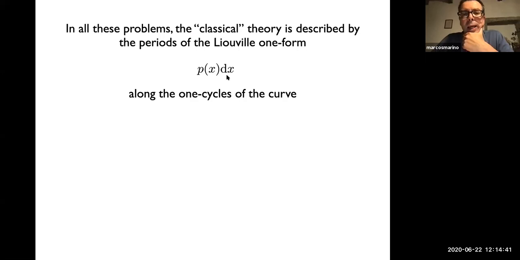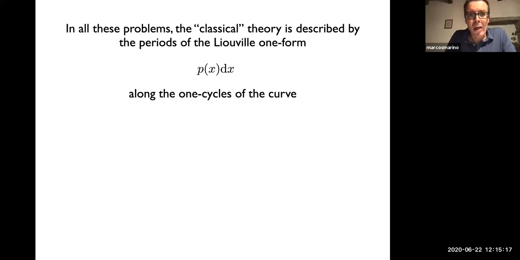And it turns out that in all of these examples, there is a classical theory, which is essentially solved by calculating periods of this Liouville one-form along the one-cycles of the curve. So many of these problems are solved in this way. For example, in WKB, you compute periods to compute semi-classical spectra. In Seiberg-Witten theory, you compute periods to compute masses of BPS states. In mirror symmetry, you compute periods to compute the tree-level prepotential of topological string theory, and so on.